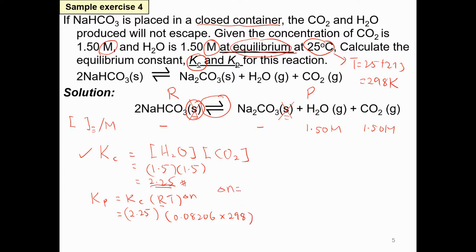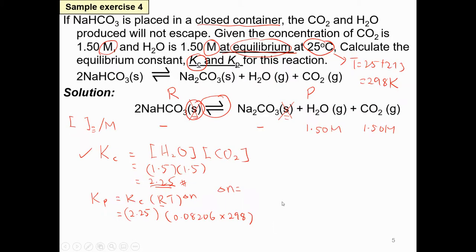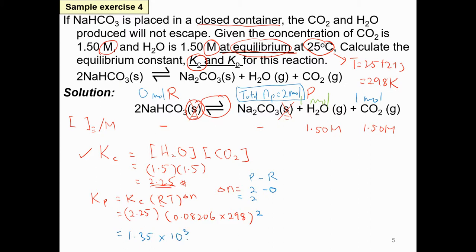Okay, so what is the Δn? Δn, just now we have said that it is product minus reactant, and it is the total number of moles. Now let's look at the total number of moles for product and reactant. Okay, for product, we have 1 mole, 1 mole. Okay, so total moles of product, we have 2 moles. Reactant, we don't have any mole at all because there is no aqueous or gas involved here. So it is product minus reactant. So product is 2, reactant is 0. So we've got 2. So substitute into the expression, and then the final answer, we will get 1.35 times 10 to the power of 3.